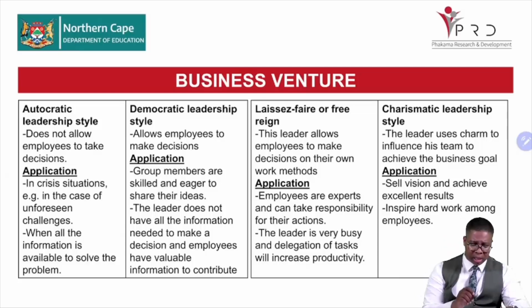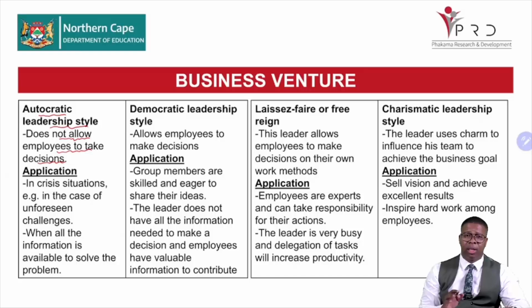So the first leadership style to be considered there would be the autocratic leadership style. What does it mean? An autocratic leader does not allow employees to take decisions. That's what it means. So a leader who is using autocratic will not allow the followers to make decisions in the business. The leader is the only one that is going to make the decisions.